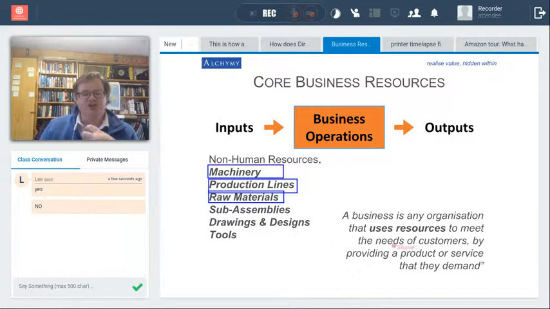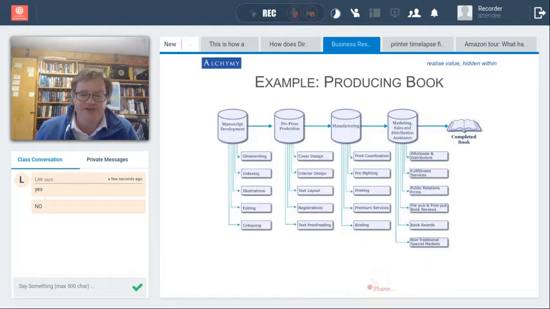And what we're looking to do is to use these resources to meet the needs of our customers. Now, that can be direct production or it can be support. So it doesn't have to be something that goes into a physical product. It can be something that enables our ongoing engagement and operations.